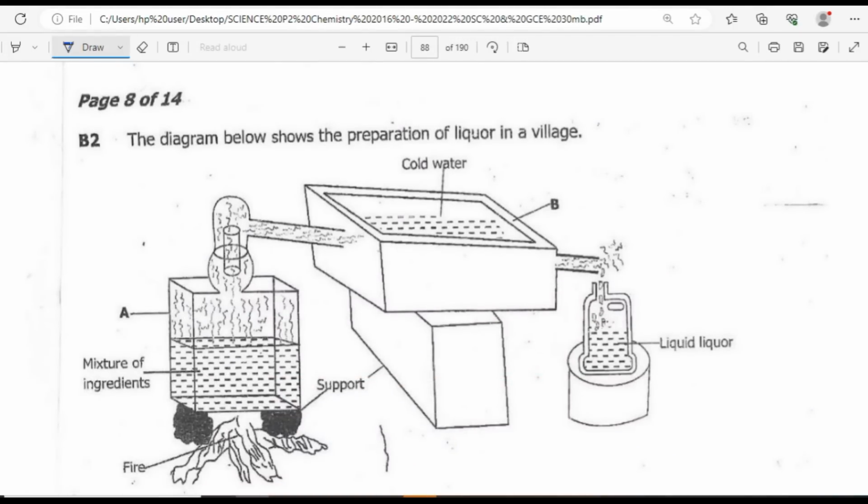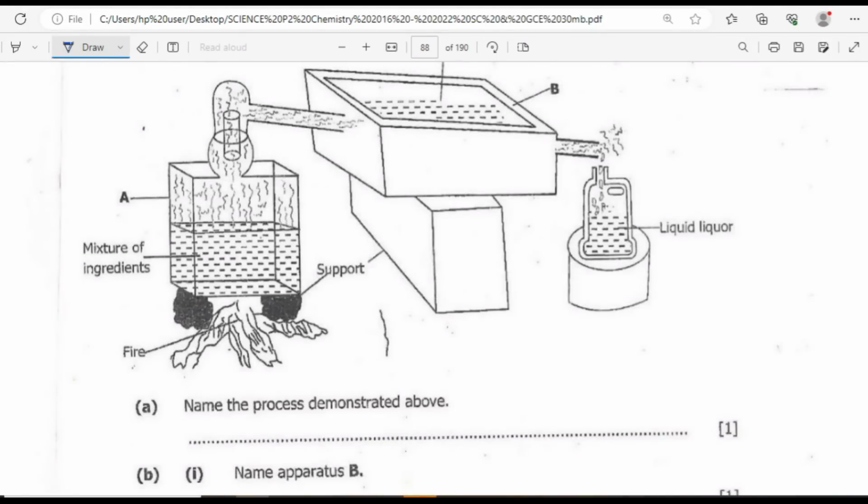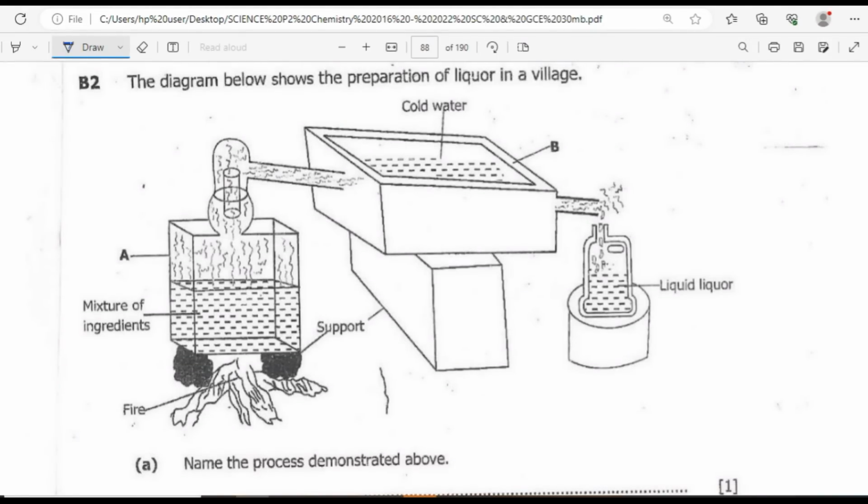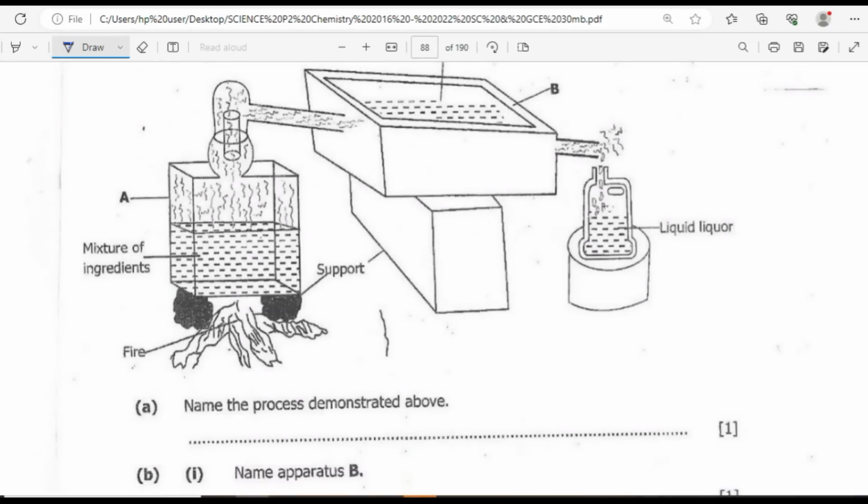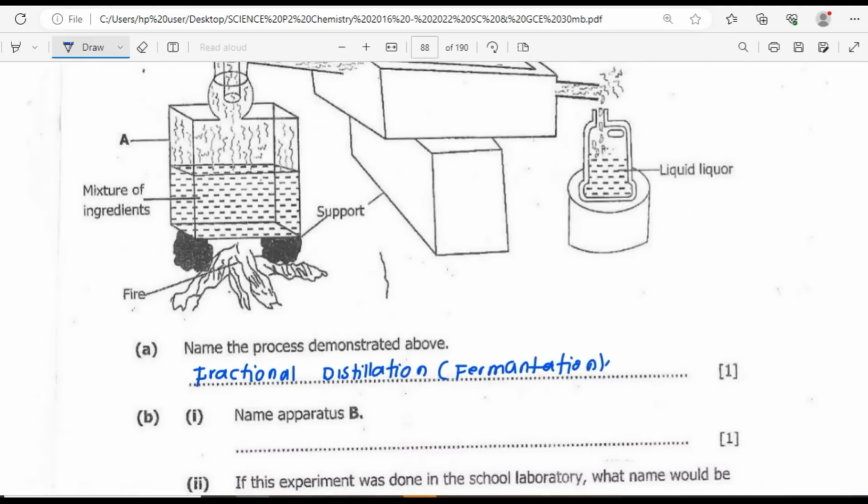Then you have B2. The diagram here shows the preparation of liquor in a village. Then we have the mixture of ingredients. Name the process demonstrated above. So this is fractional distillation. And the other way we can say this is that it deals with fermentation, because we are looking at formation of alcohol.